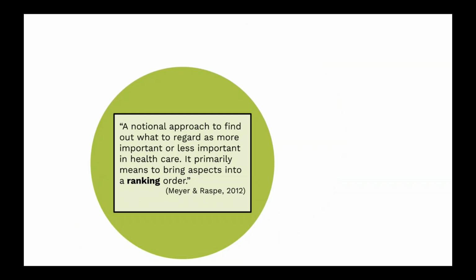That's another definition that says it's a notional approach to find out what to regard as more important or less important in healthcare. So there's the concept of importance. It primarily means to bring aspects into a ranking order. So this definition focuses on the output being a ranked list of priorities. You have to keep in mind that most of the time this is true. We have a list of 10 potential topics. We have the capacity to conduct 3 systematic reviews. So we come up with a ranked list and we go with the top 3.